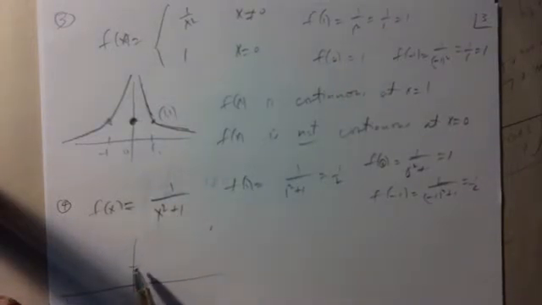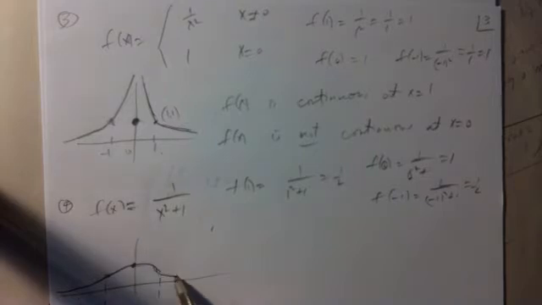And what does the graph of this function look like? Again, it's always positive. When x equals 0, it has the value 1. At 1 and -1, it has the value of half. The graph of this function looks like that. It's a very nice, smooth curve. It's continuous everywhere.